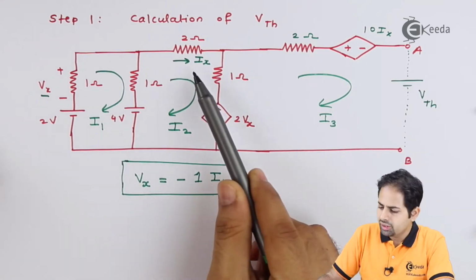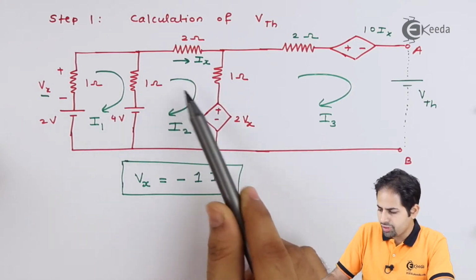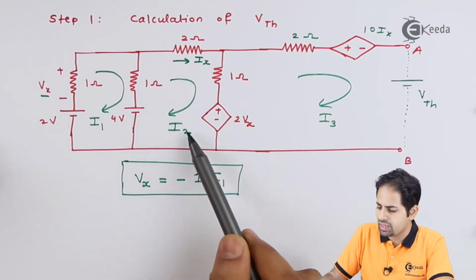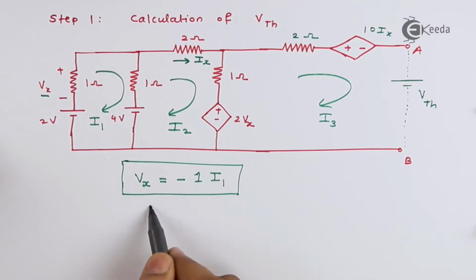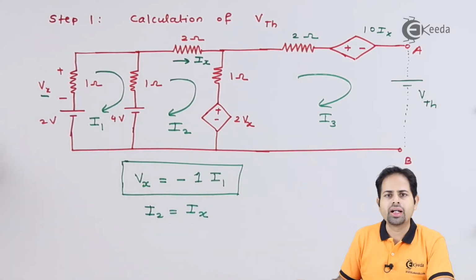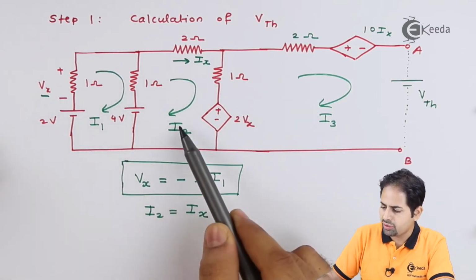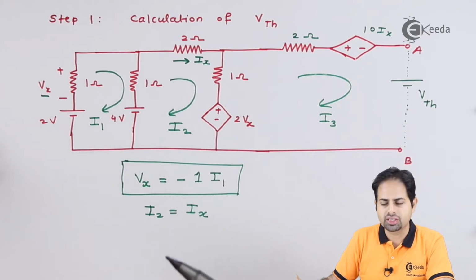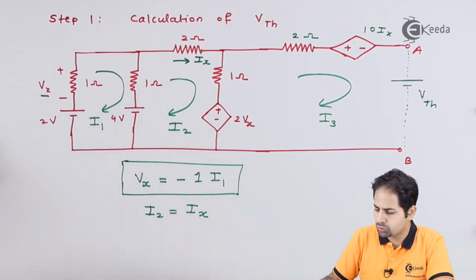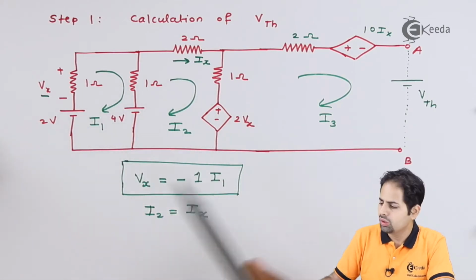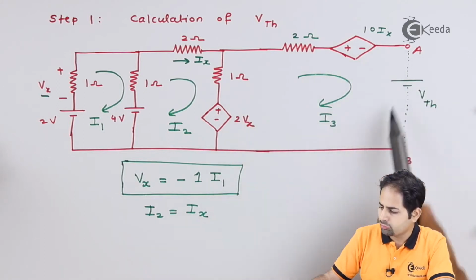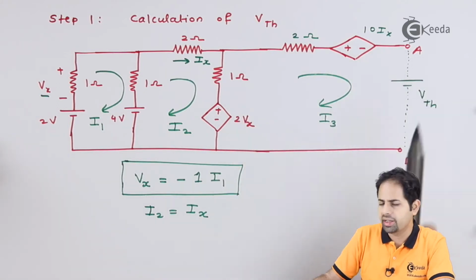Also, you can see that this current is Ix, and we have considered this current in loop 2 as I2. So I can write I2 is equal to Ix, or Ix is equal to I2. And now if you want to find I1 and I2, we can apply mesh analysis. That is, we can apply KVL to both loops so that we can get I1, I2. And then if we apply one more KVL here, we will easily get VTH.